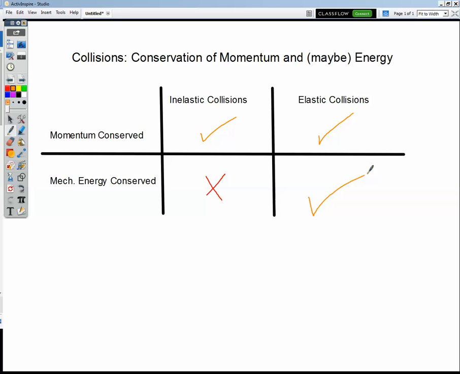If the answer is yes, it is elastic. If the answer is no, I don't care how bouncy or how sticky the collision is, the answer is that it's an inelastic collision. All right? So we're going to take a look at an example of a collision, and the first question we're going to ask is, is it elastic or inelastic?